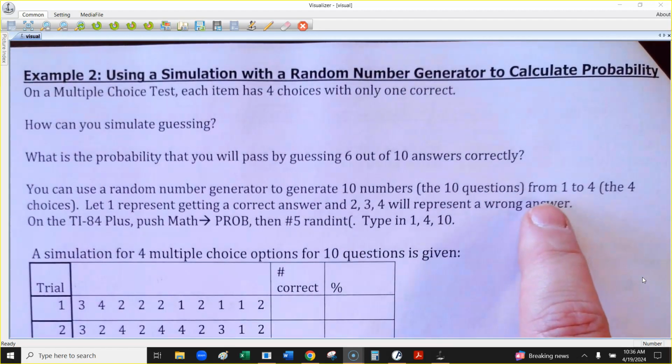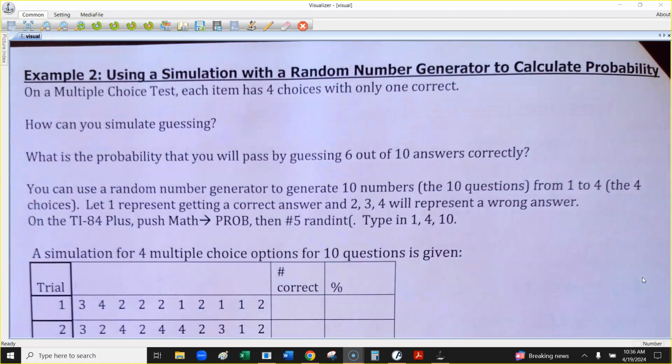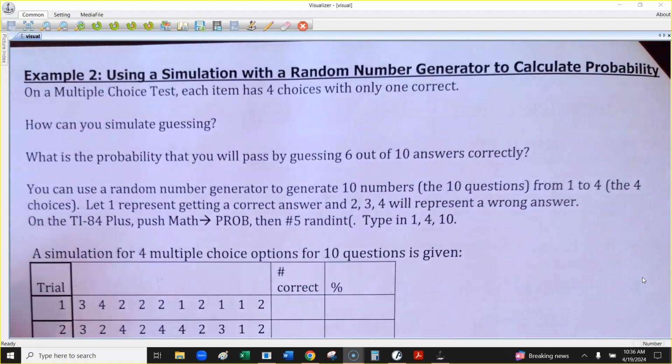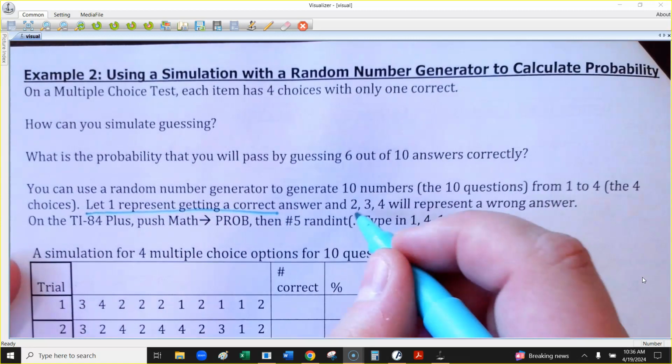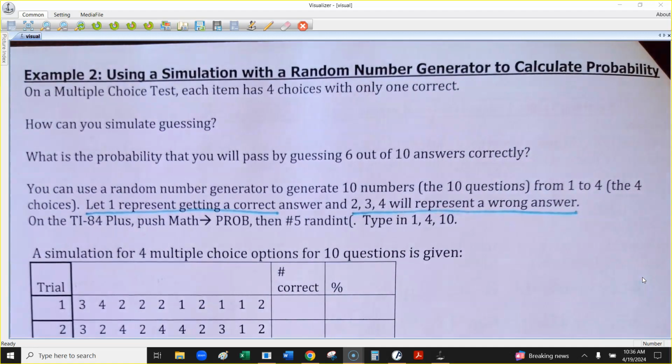And what we did from 1 to 4 to represent the 4 choices. So like A, B, C, D. This one says let 1 represent that you got the correct answer. And then 2, 3, and 4 will just represent that you got the wrong answer.